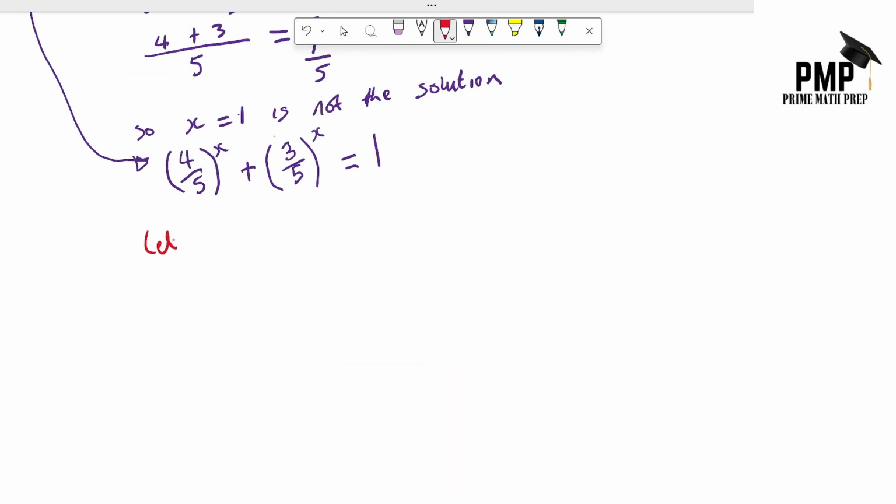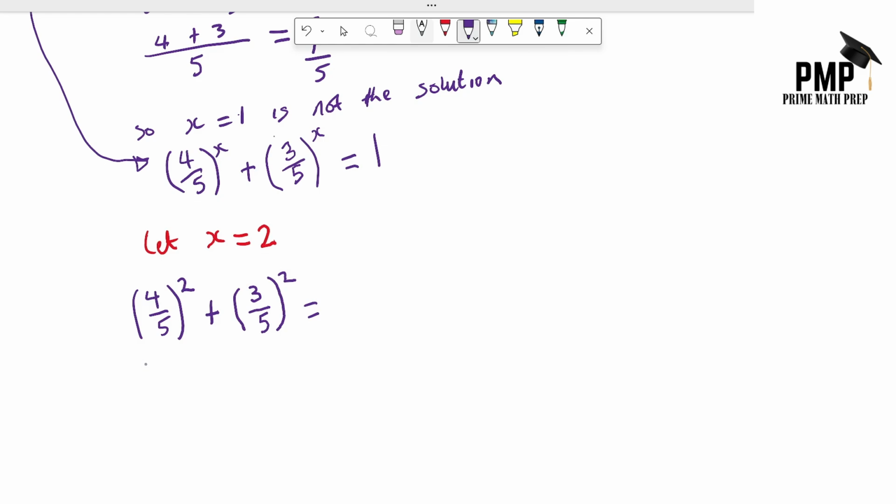So let x be the next integer, which is what? After 1 is 2. Let's find out whether it will still give us 1. So when we substitute 2 into this equation, we have 4 over 5 raised to power 2 plus 3 over 5 raised to power 2. Will it give us 1? Let's find out. Let's open up this bracket.